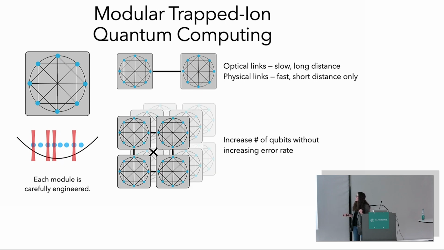So the idea is that, if we were able to have this modular architecture, then we could increase the number of qubits without increasing error rate. By which I mean, adding another module doesn't affect the error rate of your original module, right? So ideally you could copy and paste and get from 10 to 1 million.